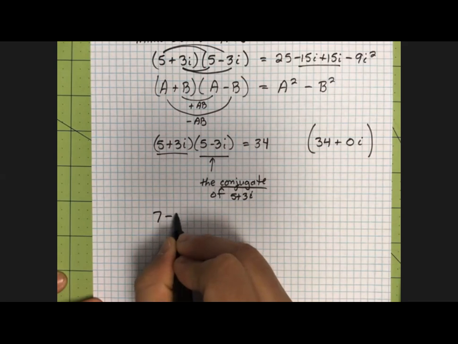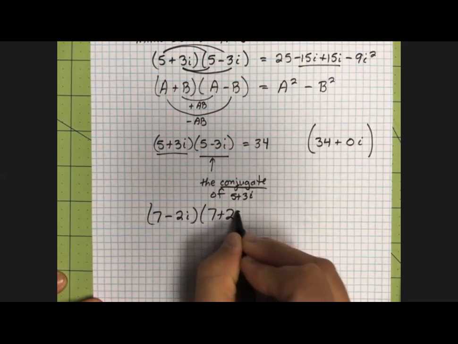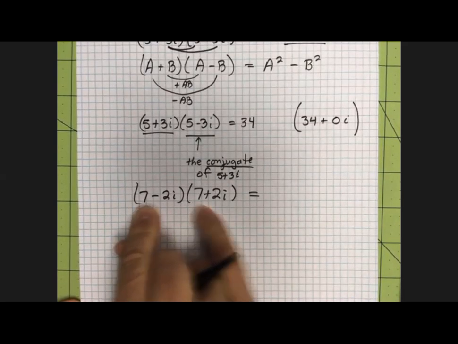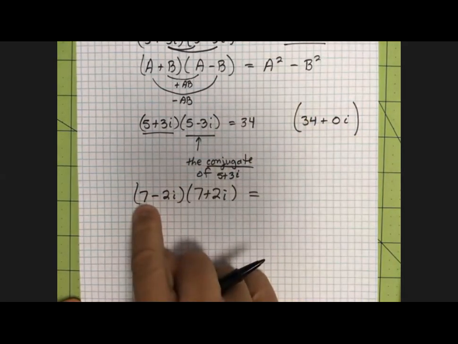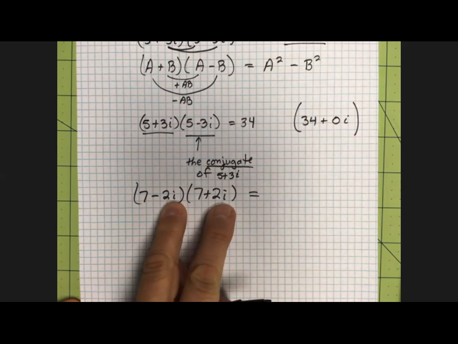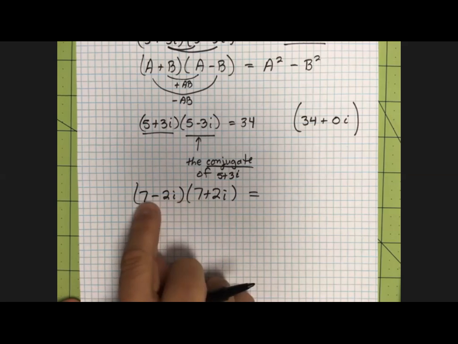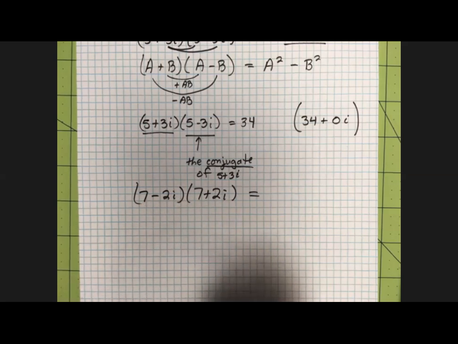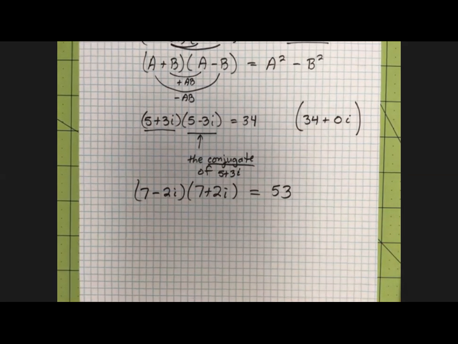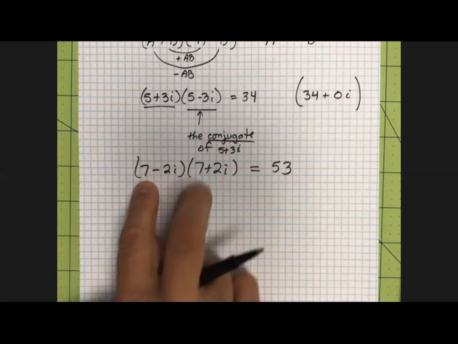Try it again. What's 7 minus 2i times 7 plus 2i? All you have to do is square the 7 and square the 2. Because squaring the i will get rid of that minus 1. And the different signs got rid of the middle parts. So 49 plus 4 is 53. I don't even have to calculate that. Well, I calculated 49 plus 4.